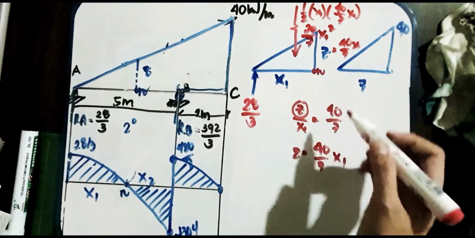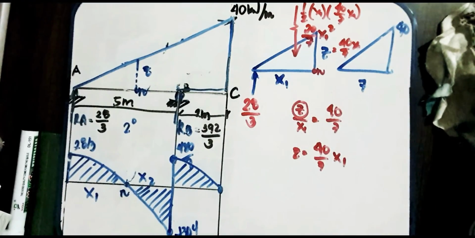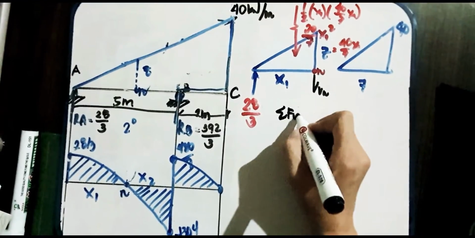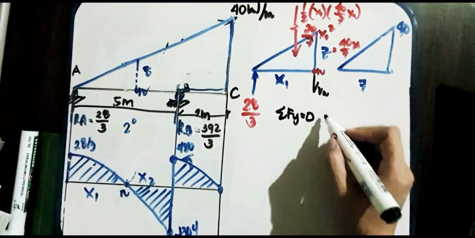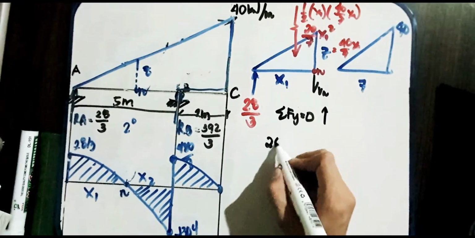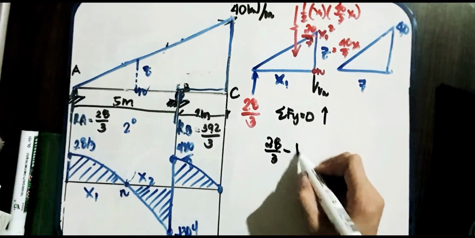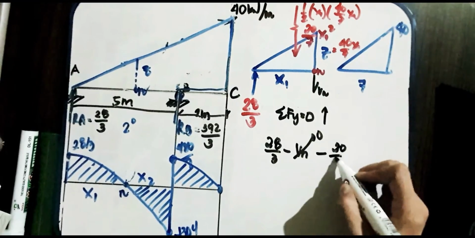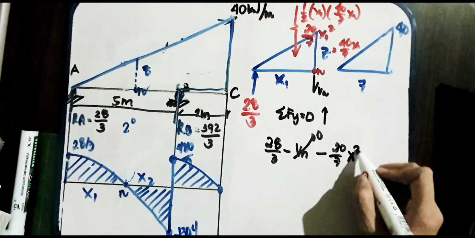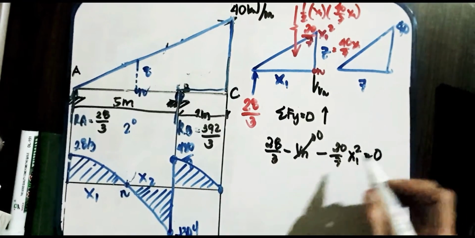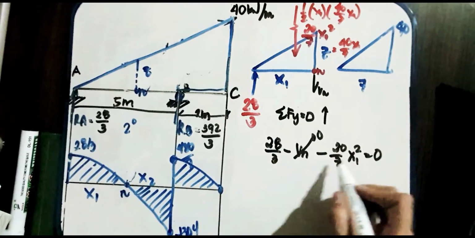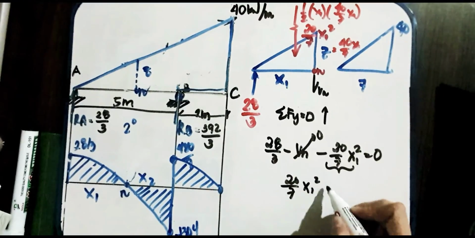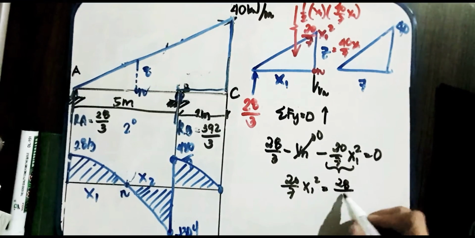Okay? Next, summation forces, vertical na tayo. Okay, summation forces vertical is equal to 0. So, upward is all positive. So, we have 28 all over 3 minus Vn. Pero Vn is equivalent to 0. Minus 20 all over 7 x squared. X is equal to 0. So, since that is 0, transpose natin to make it positive. 20 all over 7 x1 squared is equal to 28 all over 3.